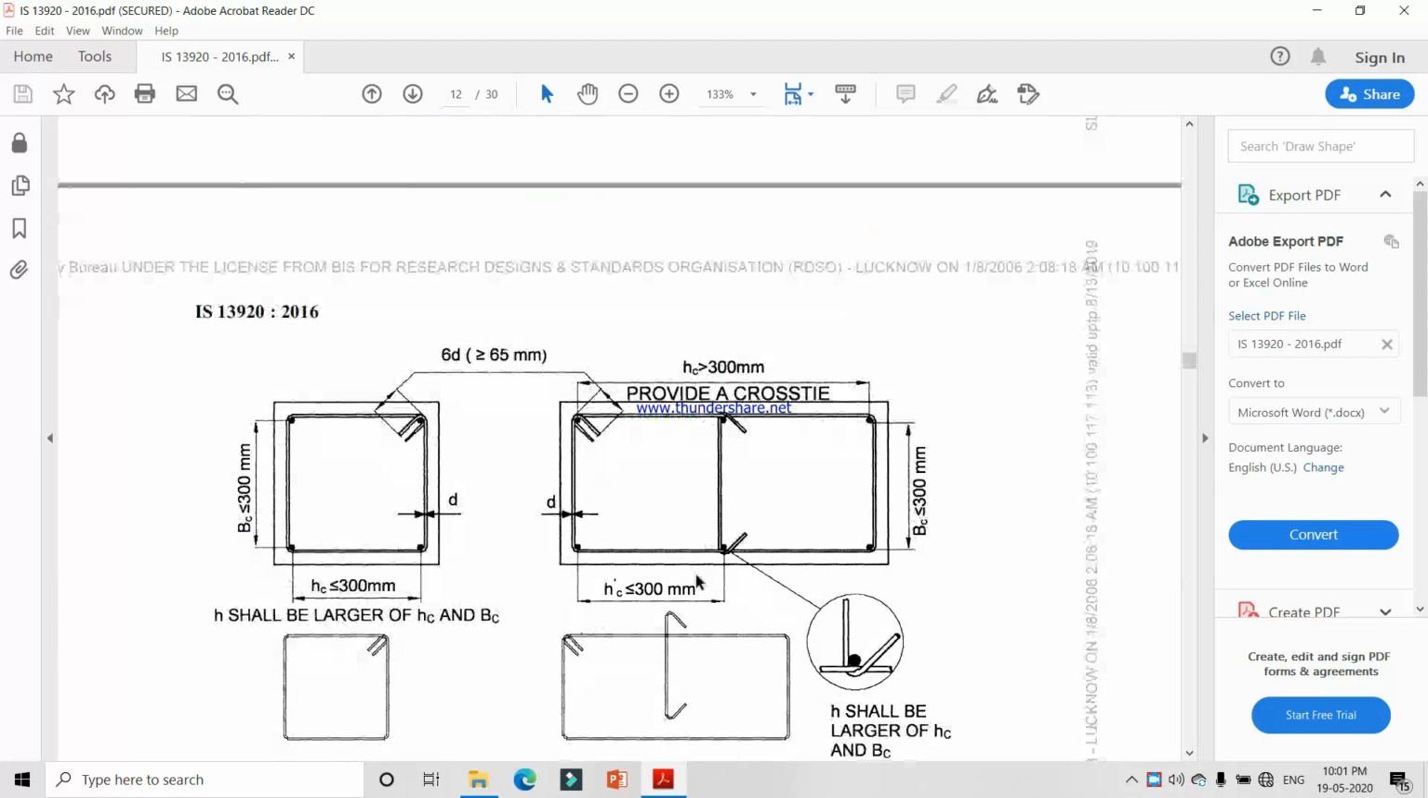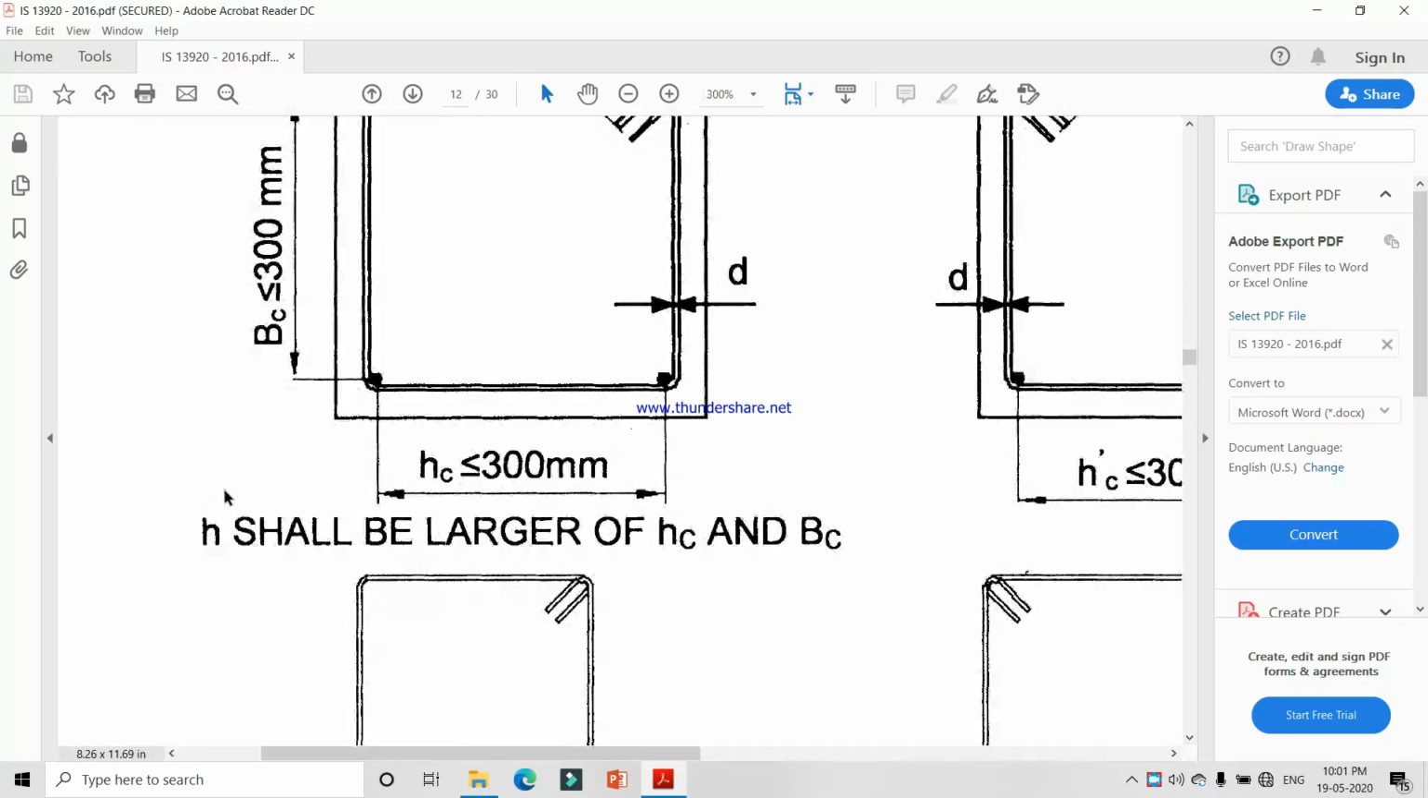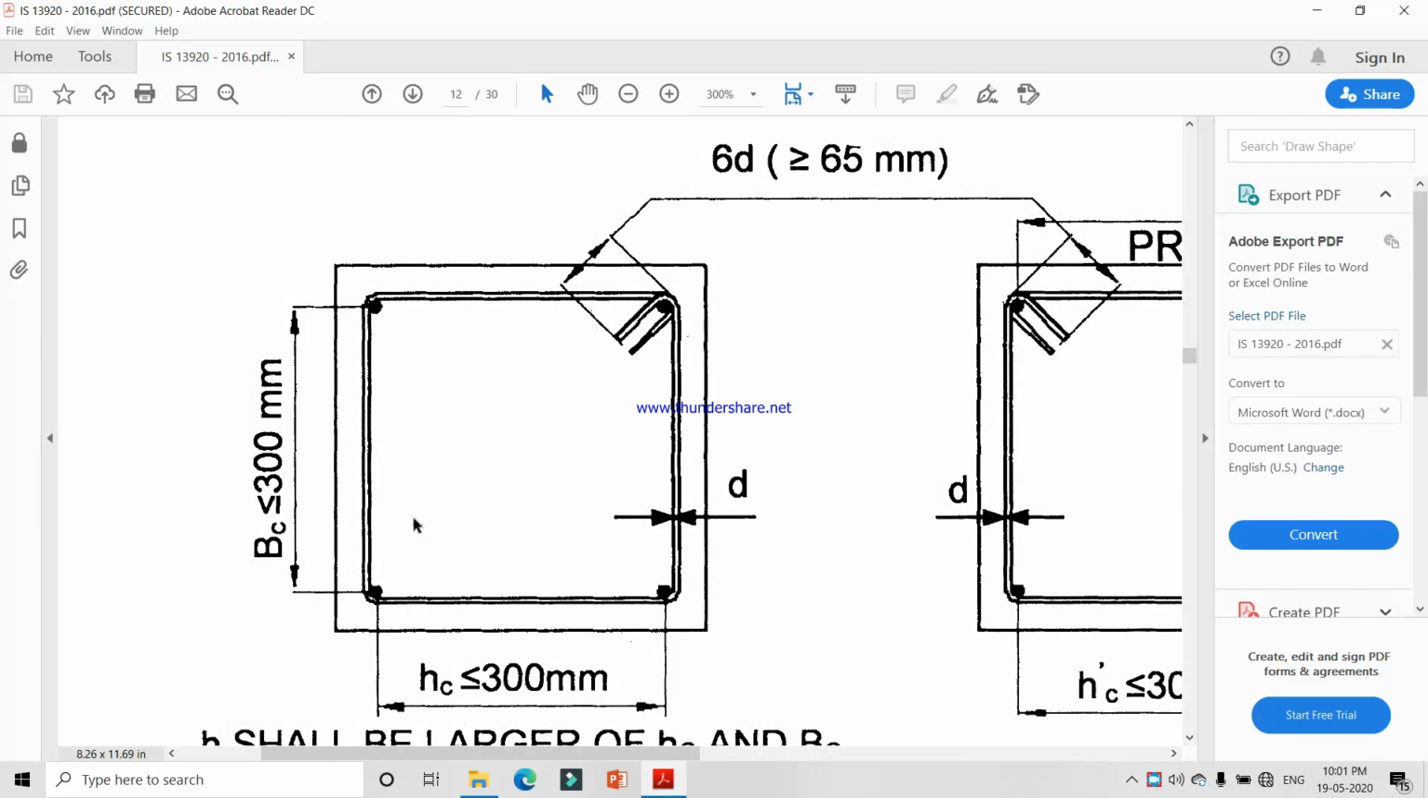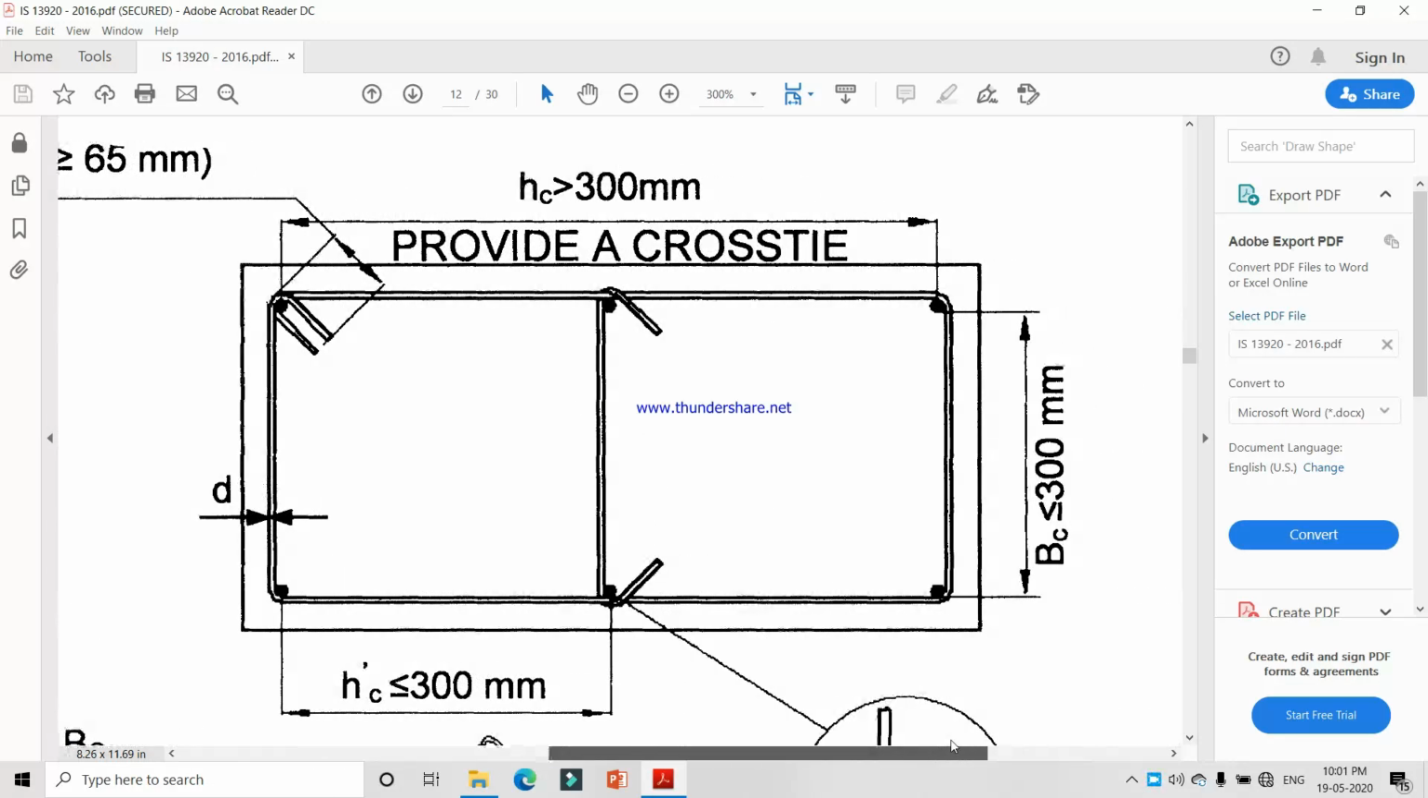I will discuss them directly in the sketch. This is the first criteria. If the dimension is less than 300 mm, we have to provide only one link like this, and the hook length is 6 times diameter, which is equal to or greater than 65 mm. This is the second criteria.